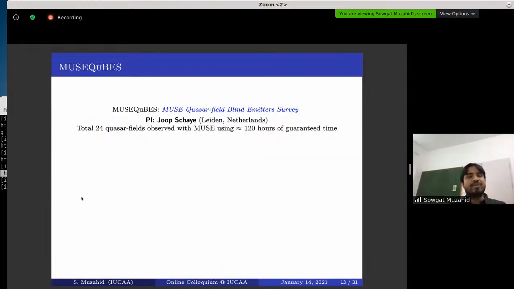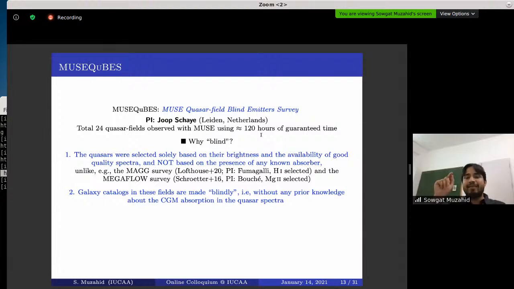So now I'll be talking about MUSEQuBES. It stands for MUSE Quasar Blind Emitter Survey, and the PI of this program is Joop Schaye, who is at Leiden, Netherlands. In this survey, we have 24 quasar fields observed with MUSE, using 120 hours of GTO observation. And why blind? Blind because when we chose those fields, we didn't bother about whether those quasars have any absorption in their spectrum.